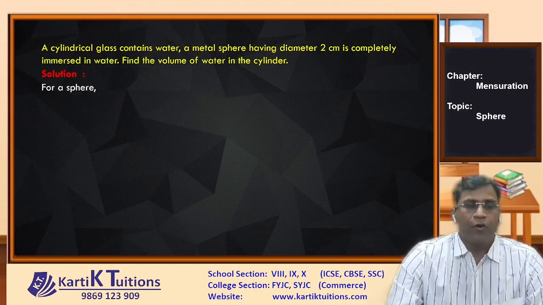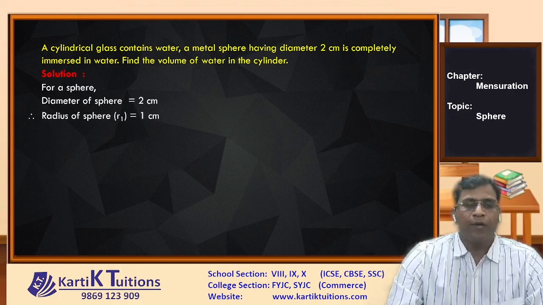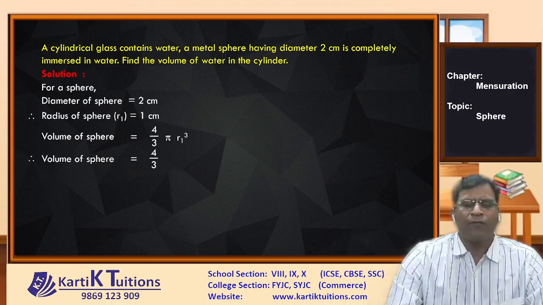Now first, for the sphere, the diameter is given as 2 centimeter. So the radius will become 1 centimeter. Now since there are two objects, the radius we have considered as r1. Next, the volume of a sphere is what? 4 upon 3 pi r cube. So here 4 upon 3 into pi, फिलहाल pi को ऐसे ही रहने दो, into r1 is 1, so into 1 into 1 into 1. Now when you multiply this, you'll get 4 upon 3 pi. I hope I'm clear till here.